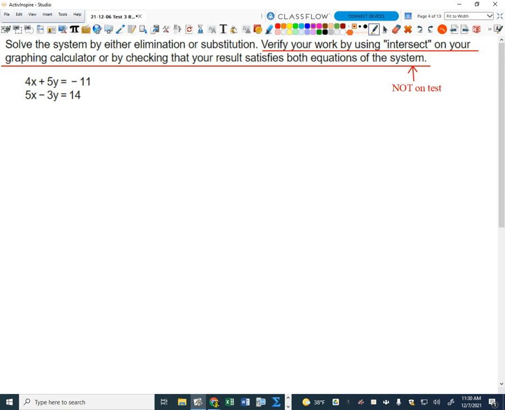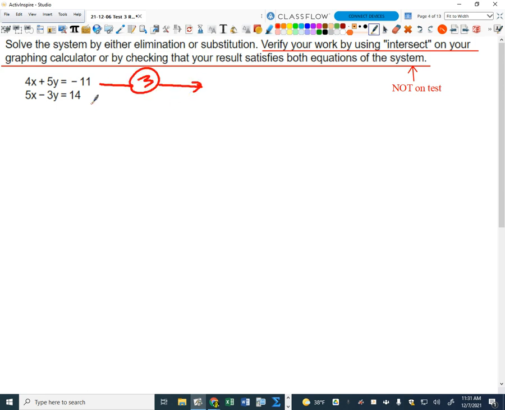How am I going to get rid of the y's then? What would I have to multiply the top by and the bottom by to get those to disappear? Multiply the top by 3 and multiply the bottom by 5. Excellent, right? And then that's going to give me 15y and negative 15y. So those will cancel, and we'll eliminate y's and solve for x. Good. All right, so let's watch that happen.